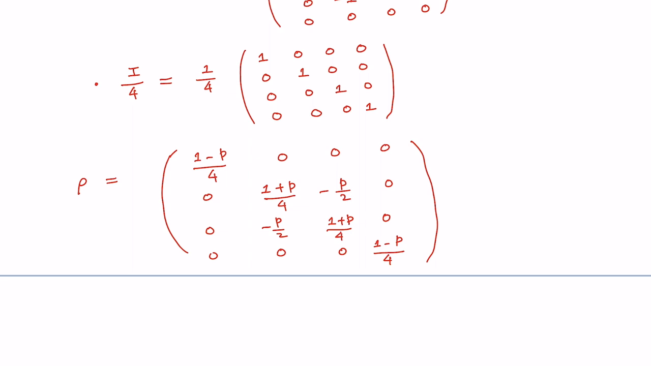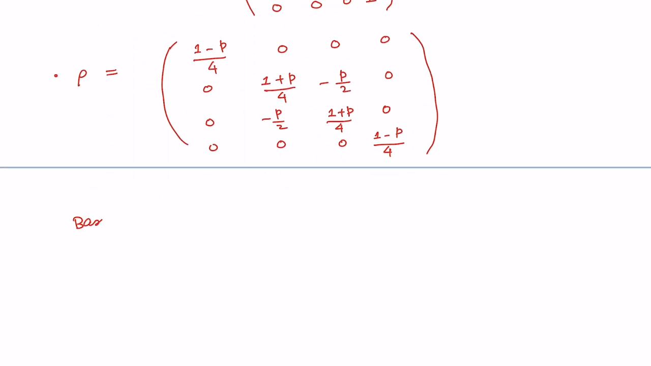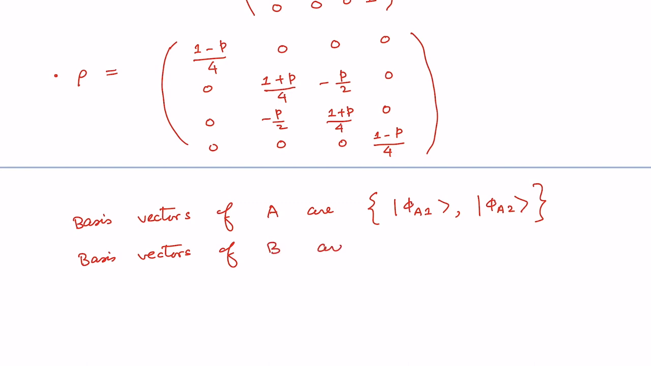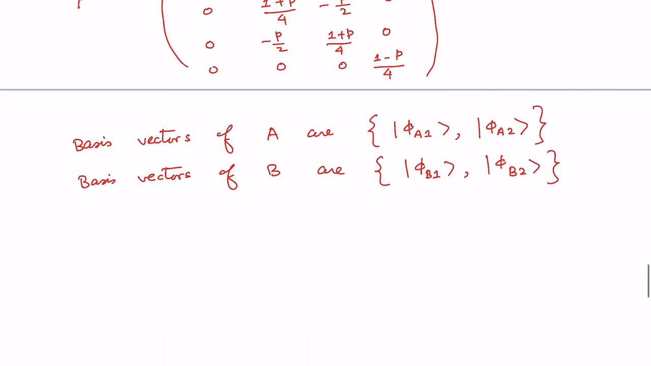Okay, now before we proceed further, I think it will be useful to understand how the matrix elements, row and column, are written in the basis vectors of subsystem A and subsystem B. So let me explain that carefully. You see, let us say the basis vectors in the Hilbert space of A are |phi A1> and |phi A2>, and basis vectors of B are |phi B1> and |phi B2>. The basis vectors of the composite system in this matrix are going to be arranged in this order.